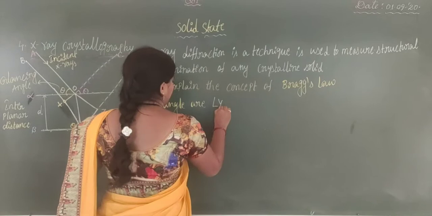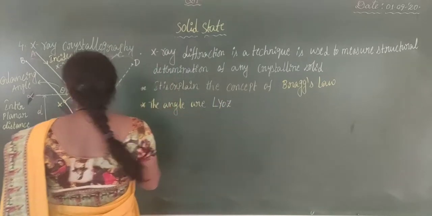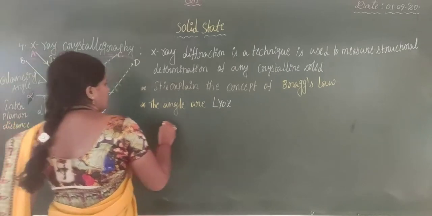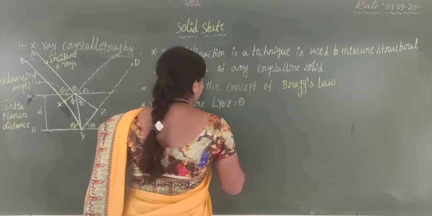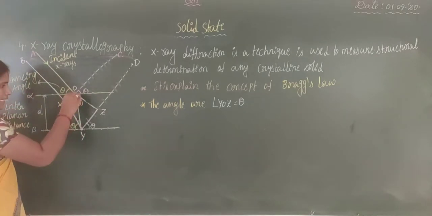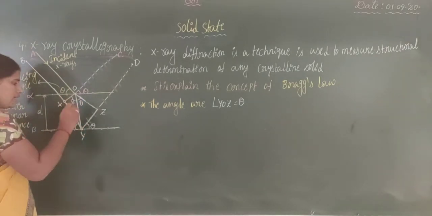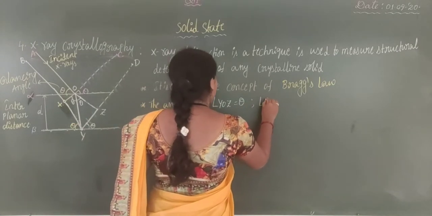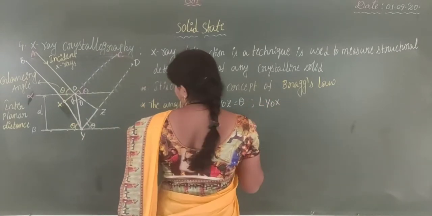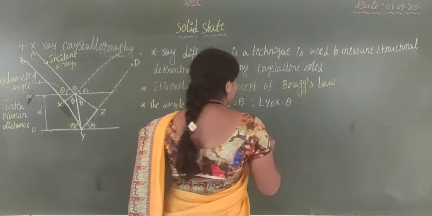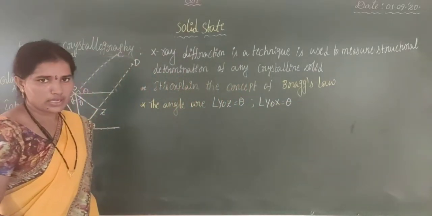YOZ. That is equal to, here also, what is its angle? Theta. So YOZ is equal to theta. One more angle is present here. What is its angle? YOX. YOX is also equal to theta.